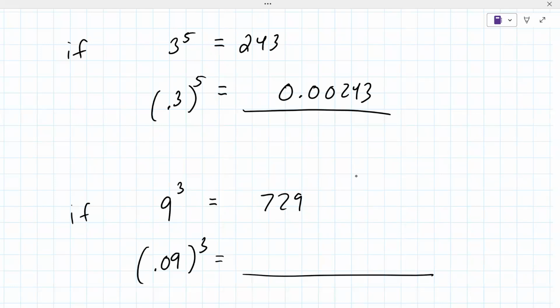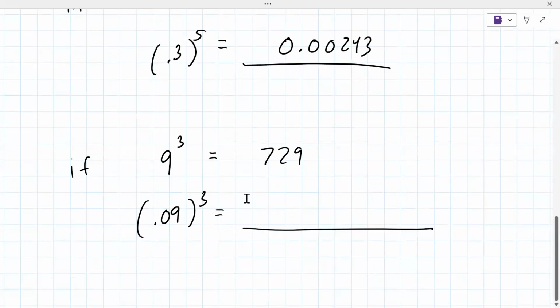So that would be 0.0000729, or how many zeros? 3? But yeah, 0.000729. Okay, good. All right. So let's get back to your problems here.